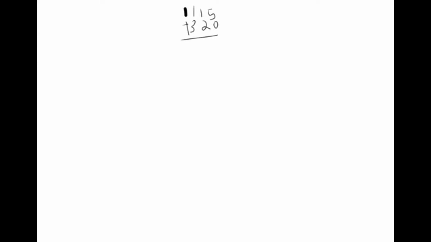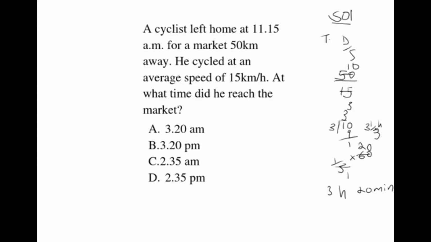We get 14:35 hours. 14:35 hours in a 12-hour clock is 2:35 p.m. Therefore, our correct choice is choice D, 2:35 p.m.